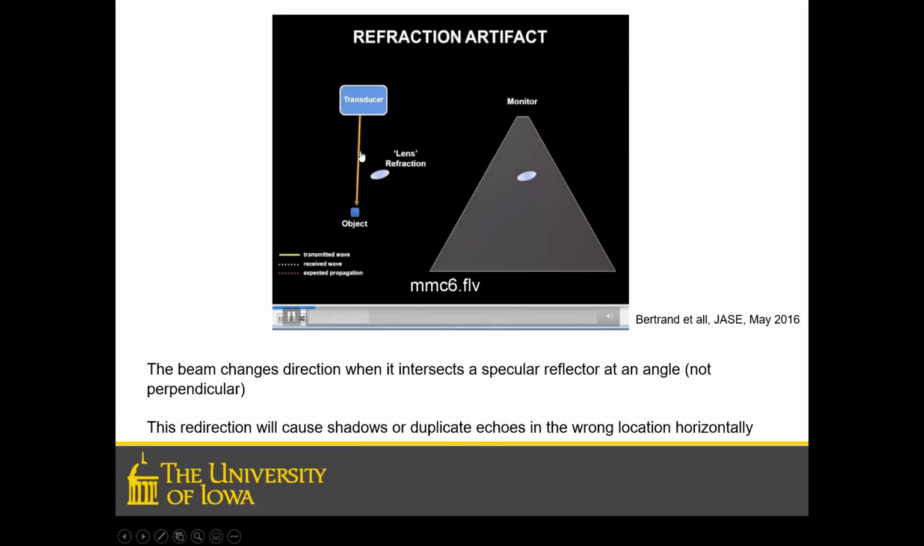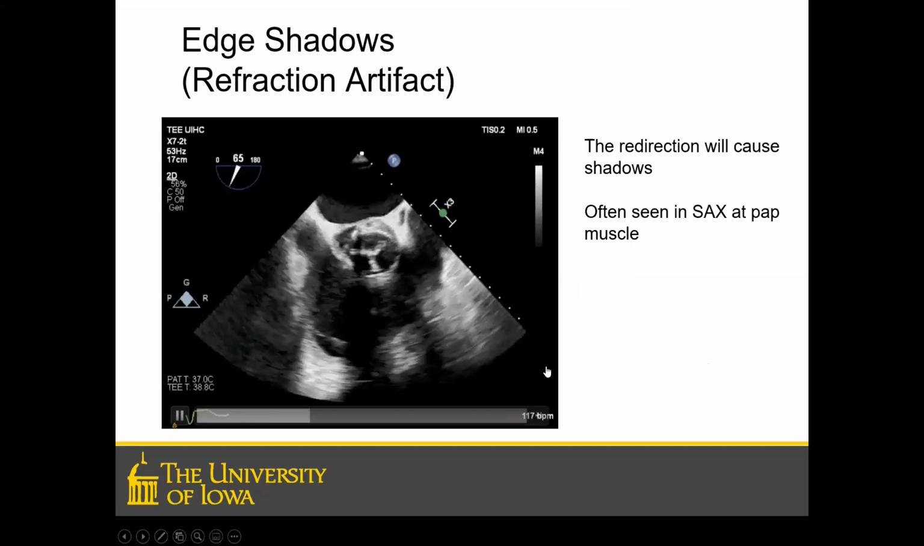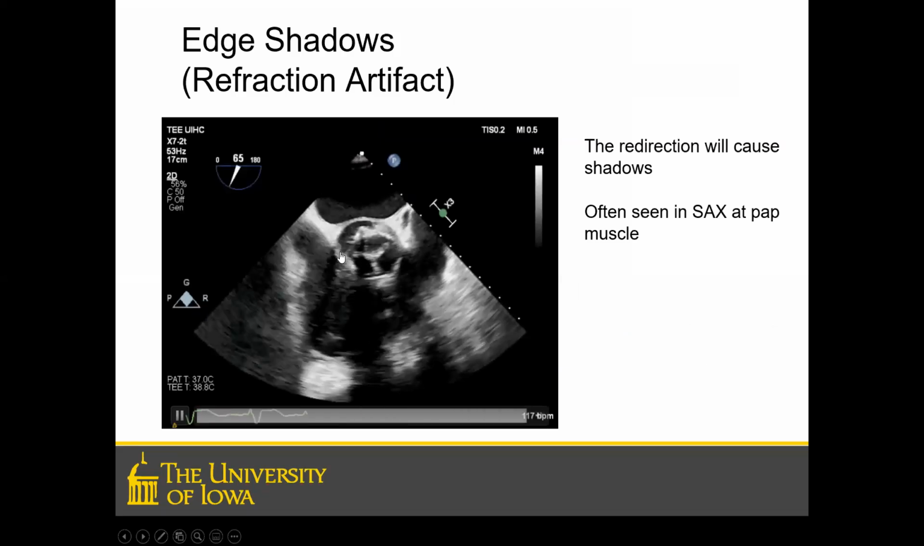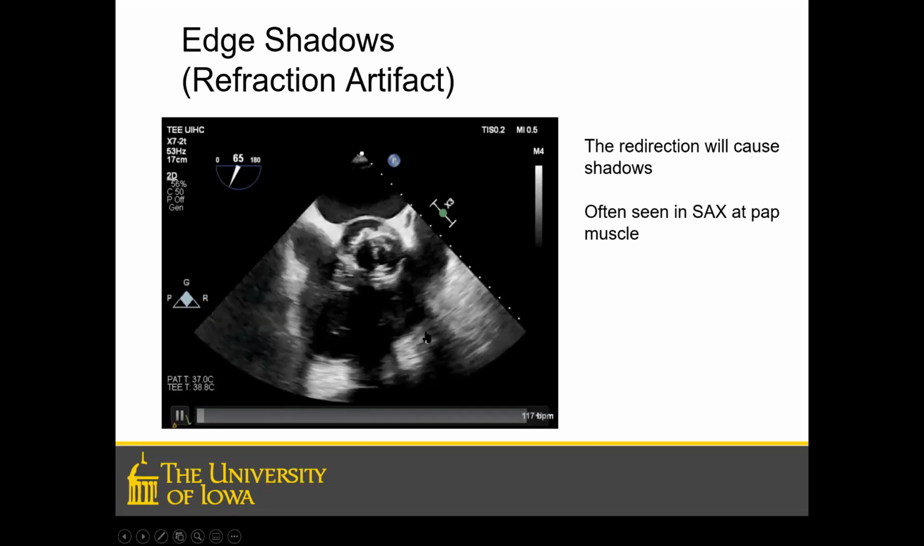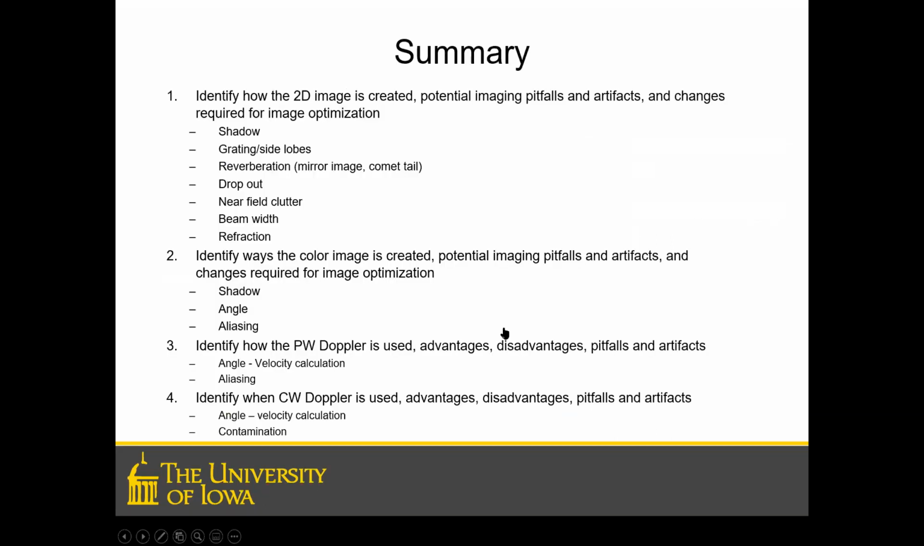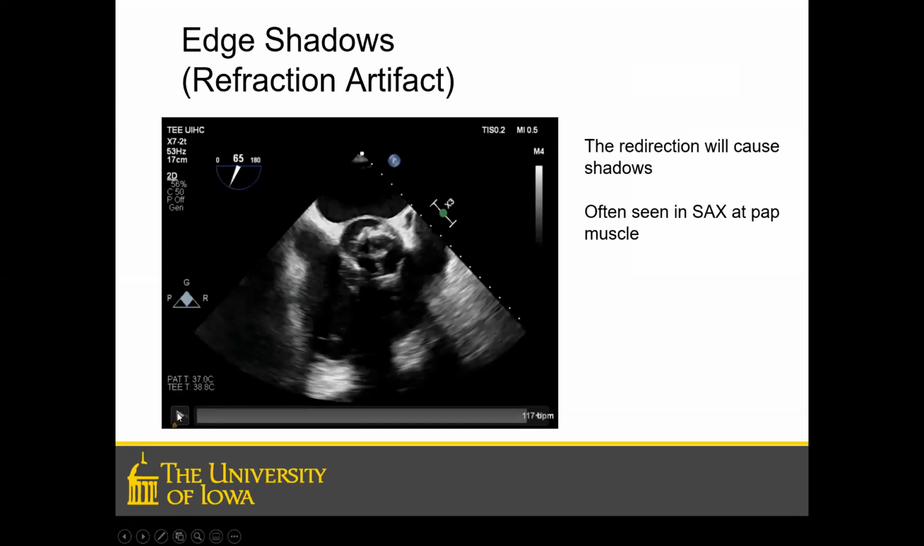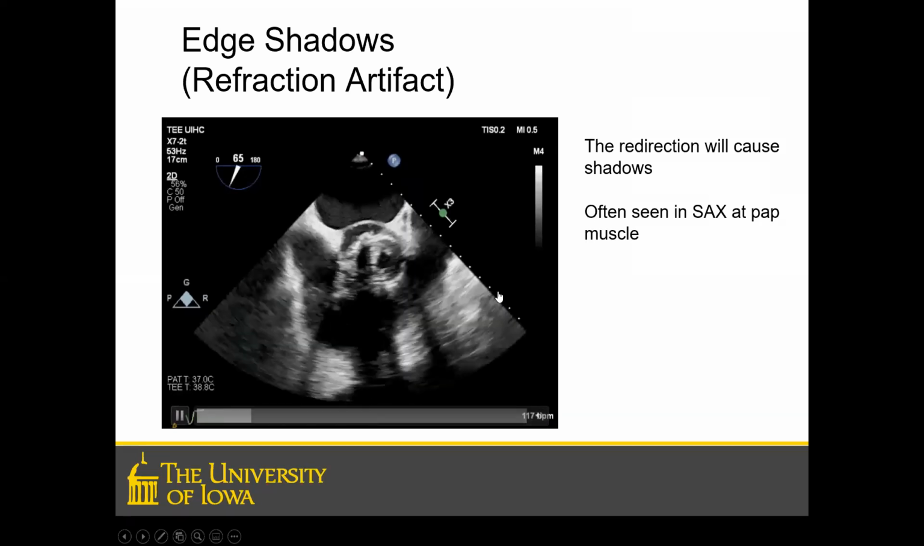And here is this refraction. This beam went straight. This one came out at an angle. So when the beam comes out at an angle, whatever it's hitting is going to be displayed as if it was in the primary beam. Edge shadow artifacts that you see are from refraction. And those are the only examples I have of that.